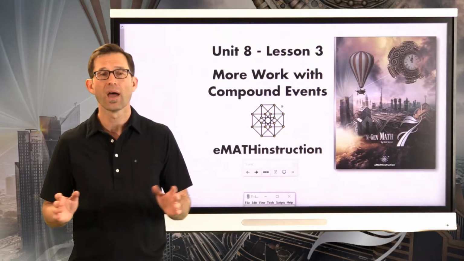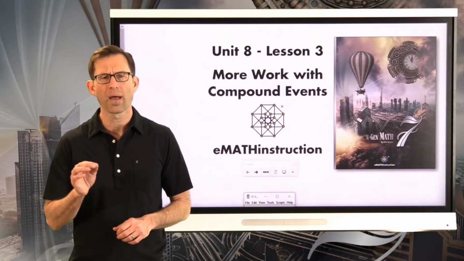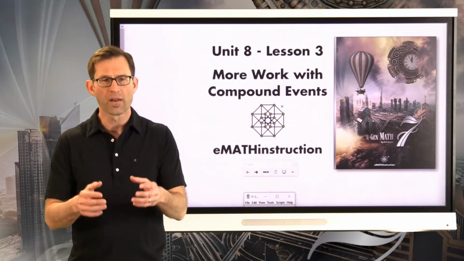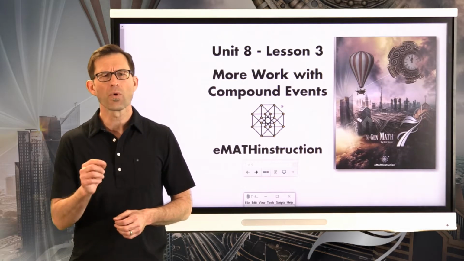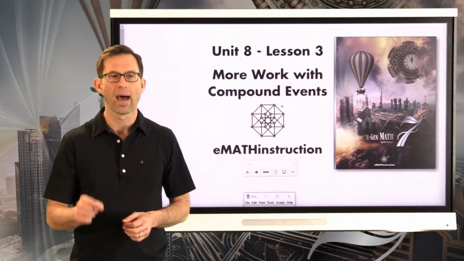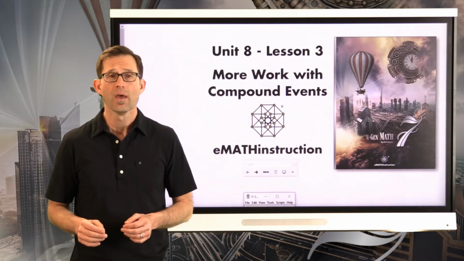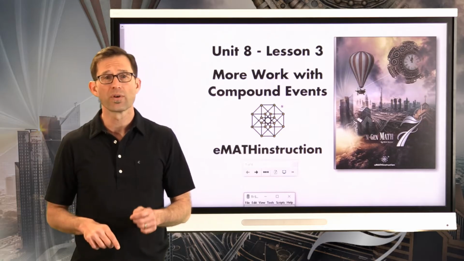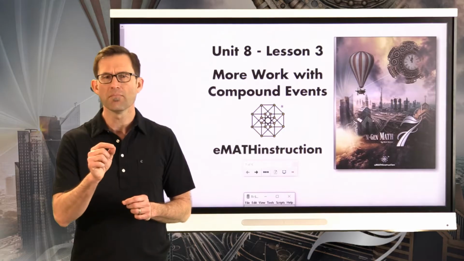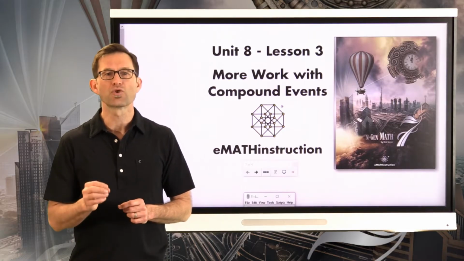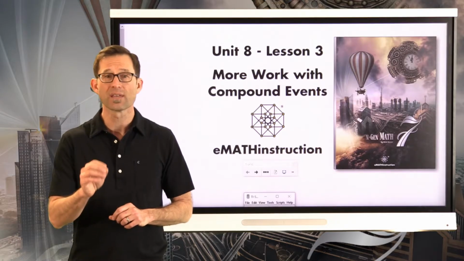Today we're going to be doing Unit 8, Lesson 3 on more work with compound events. As you recall, hopefully, from our last lesson, we introduced the idea of a compound event. This is an event in probability where we're trying to find the probability that it happens, but it's more complicated. There's more than one thing happening. Perhaps I'm flipping 2 coins or 3 coins or 4 coins. Maybe I'm spinning a pointer and flipping a coin. I'm doing multiple things, and so it makes it harder to keep track of all the equally likely outcomes that can occur in the sample space.